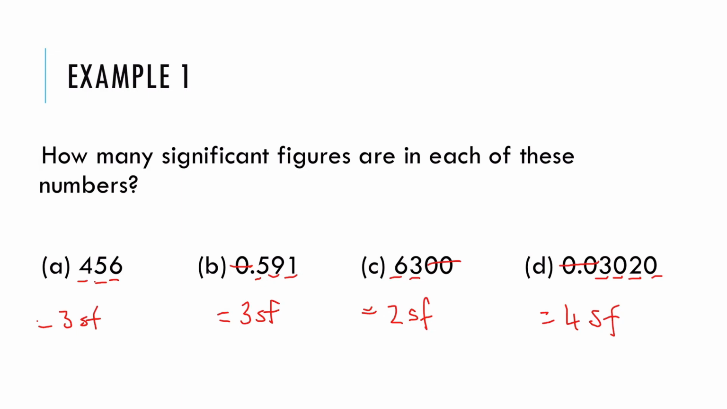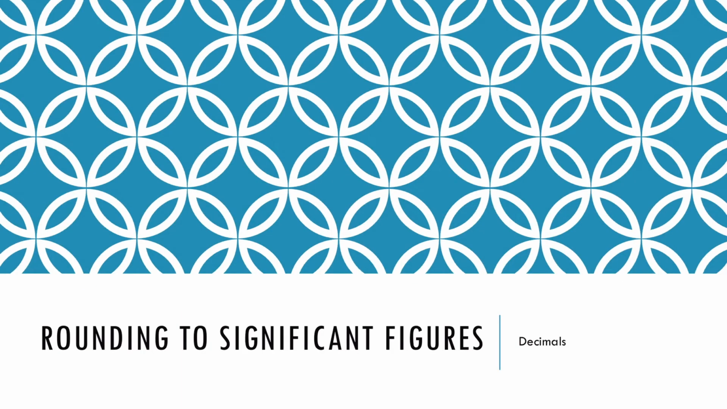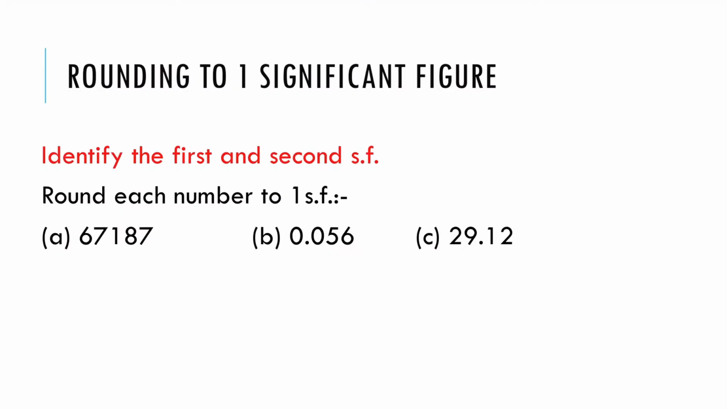Okay, so rounding to significant figures. If you find rounding to decimal places easy, you should be alright with this as well. The hardest part is identifying where the significant figures are. So rounding to one significant figure, we must identify the first and second significant figure. Like when we did decimal places, we spoke about the first and second decimal place being important. It's the same with significant figures. So let's identify all of the significant figures in A. So A, they're all non-zero numbers. There are 5 significant figures there.